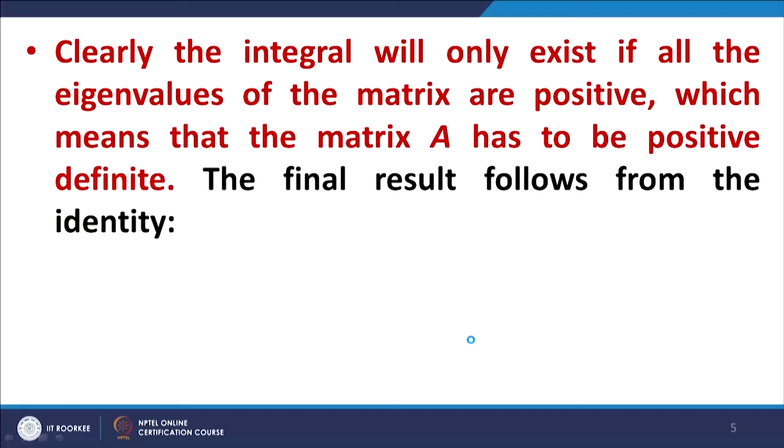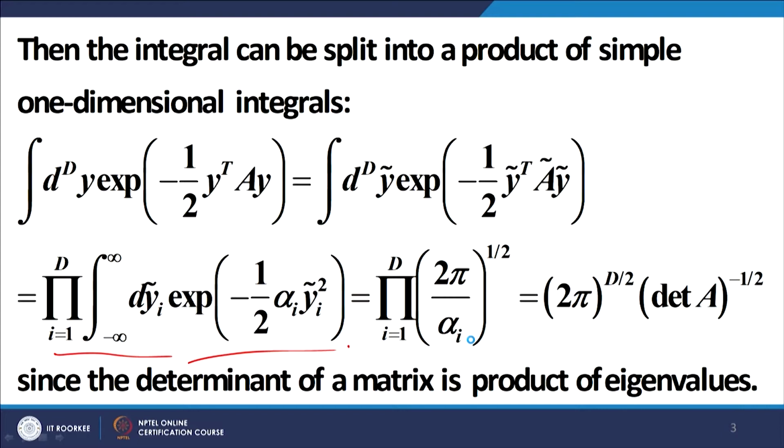Now, the important point, the integral will only exist if all the eigenvalues of the matrix are positive, and that will only happen if the matrix is positive definite. I mentioned earlier that the matrix A has to be real, symmetric and positive definite. Now, because it is symmetric, we can diagonalize it. Had it not been symmetric, we could not have diagonalized it, and had it not been positive definite, we would not have had the eigenvalues of the matrix in this form. We could not have put the integral in this form. So, that is where the relevance of these terms comes into play.